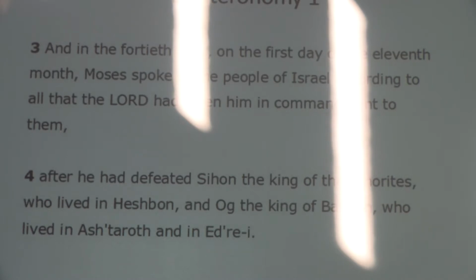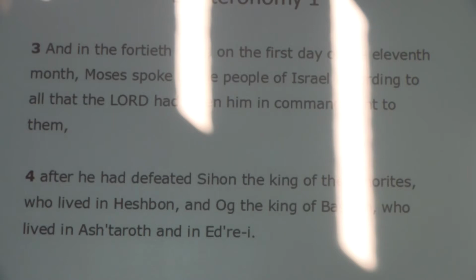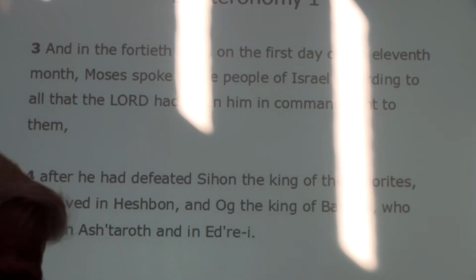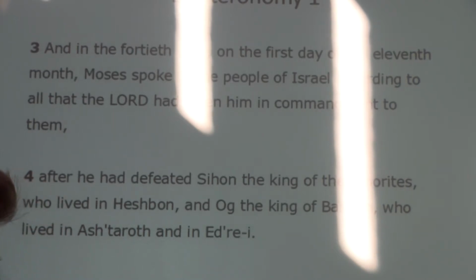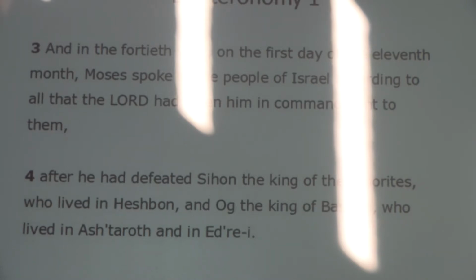in the first chapter of Deuteronomy, it said that in the 40th year, on the first day of it, Moses spoke to the people, right? And after he had defeated Sihon, the king of the Amorites, who lived in Heshbon, and Og, the king of Bashan, who lived in Ashtoreth, and so on. All right, what about that?